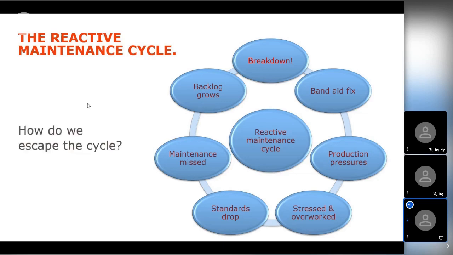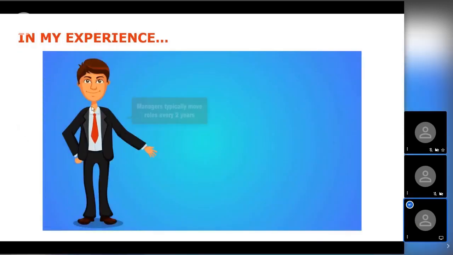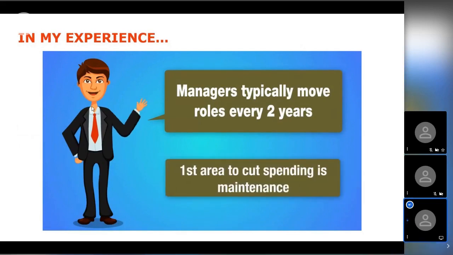So how do you get out of this cycle? How do we get out of this reactive troubleshooting style of business into something where it's a little bit more planned? I'll answer that one in a minute. But first, I want to talk about some of my experience.